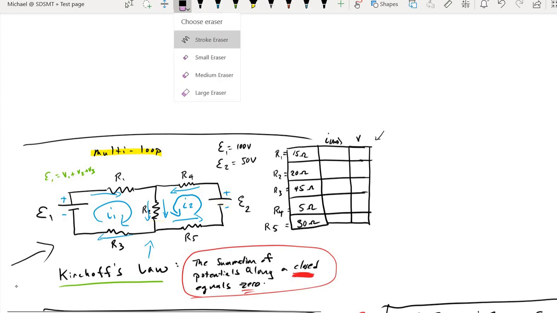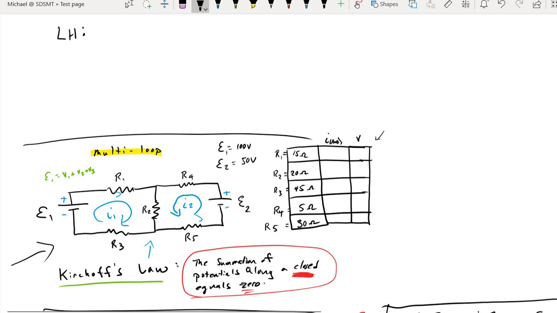So it is possible to have more than one current passing through a resistor. Sometimes the resistor just has to share the space with more than one current. As long as we can make our equations, we're good to go. So I'm going to make an equation for the left-hand loop of our circuit and one for the right-hand loop of our circuit.